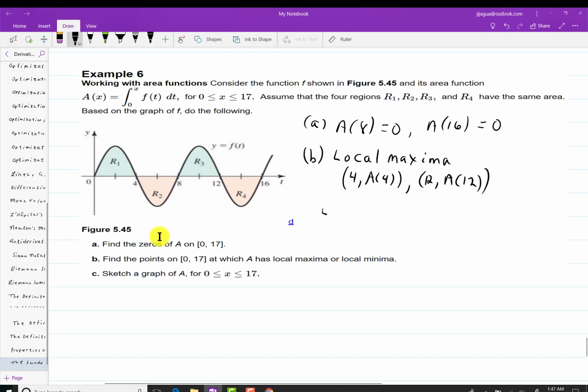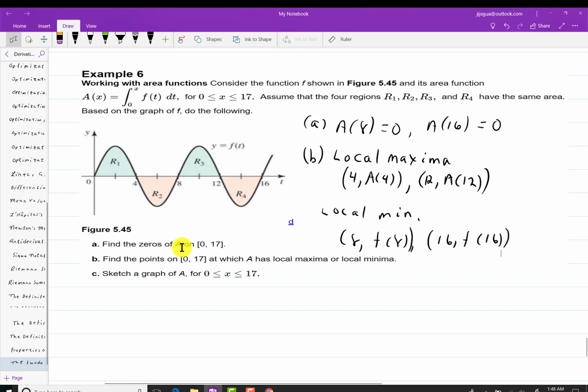So local minima. We have 8, comma, A of 8. And the same thing happens over here. You're going to have your least amount at 16, comma, A of 16. And it just so happens that A of 16 and A of 8 equal 0.